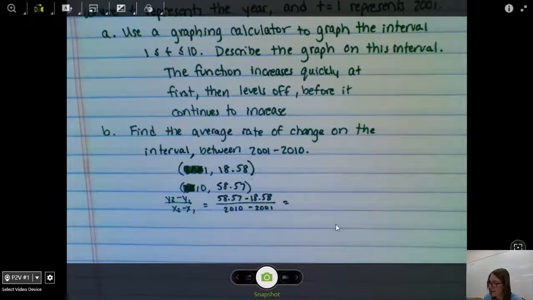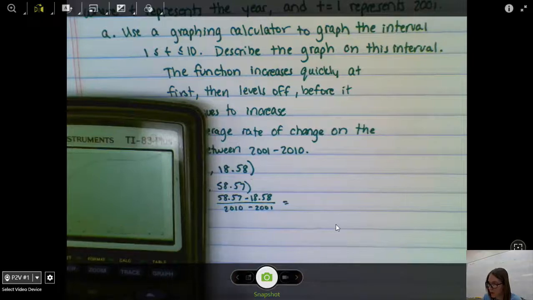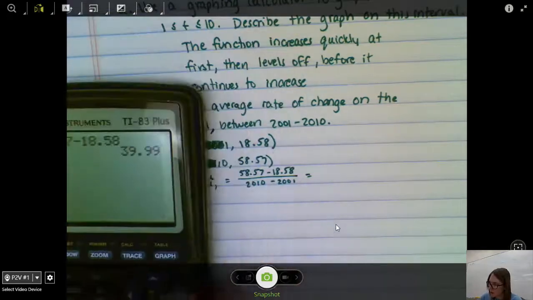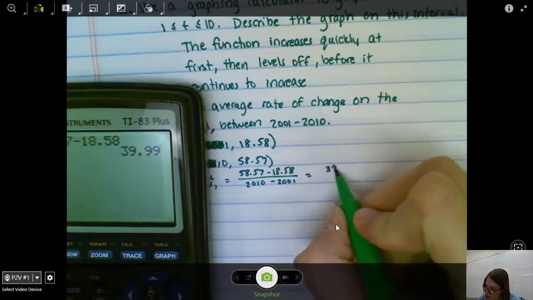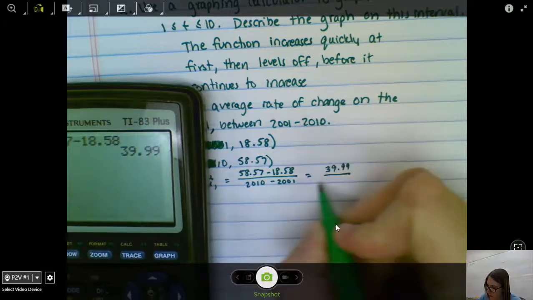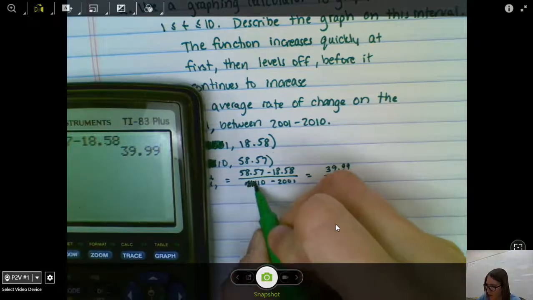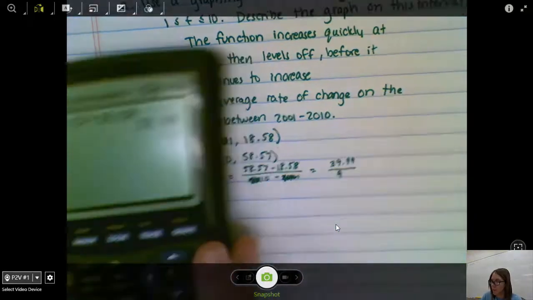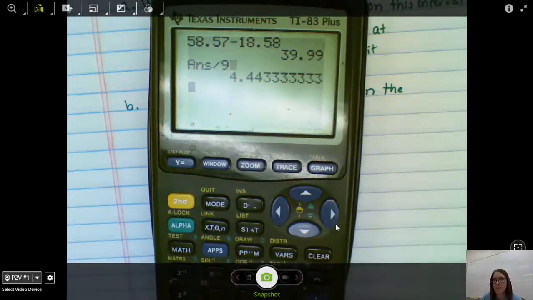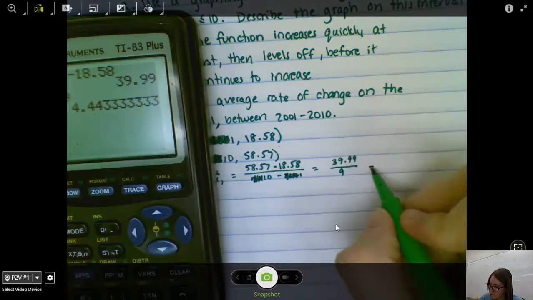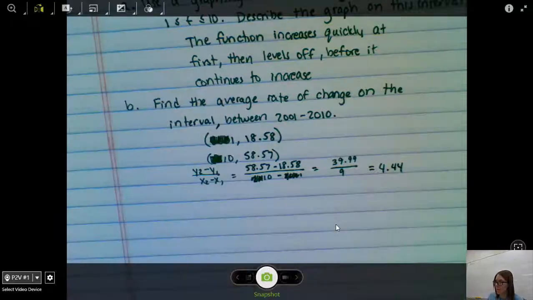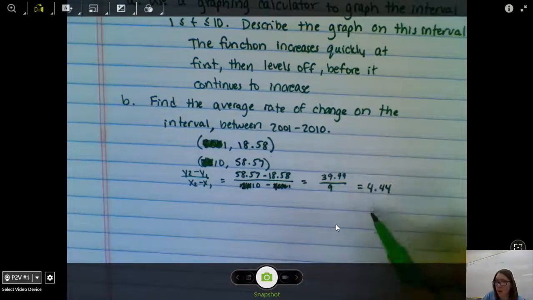So 58.57 minus 18.58. It's 39.99. Over, again, this should have been 10, this should have been 1, but either way we get 9. It's 4.44. All right, so my average rate of change is 4.44.